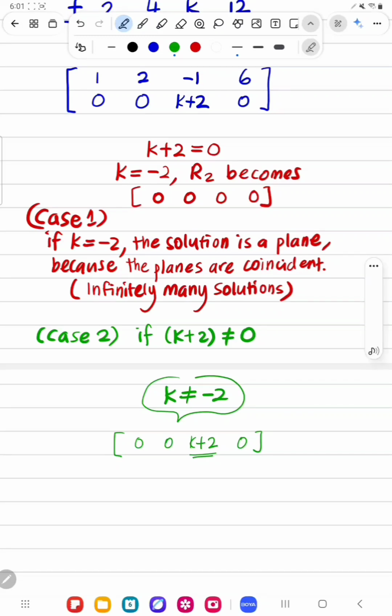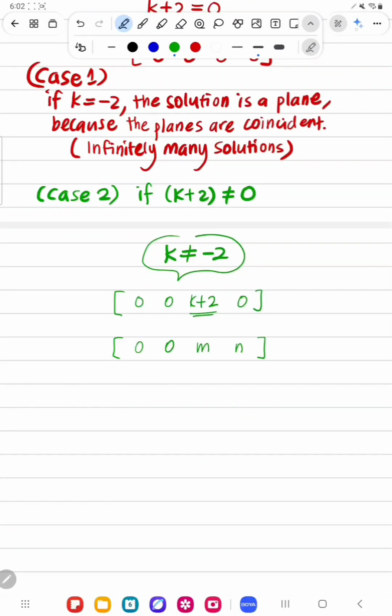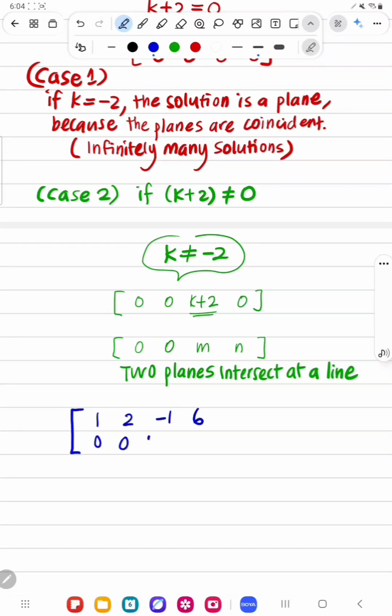IB student, can you recognize which case this is? It is the 0, 0, m, n case. In this case, the two planes intersect at a line. So let's go back to our matrix 1, 2, negative 1, 6, 0, 0, k plus 2, 0. Can you find the equation of the line?